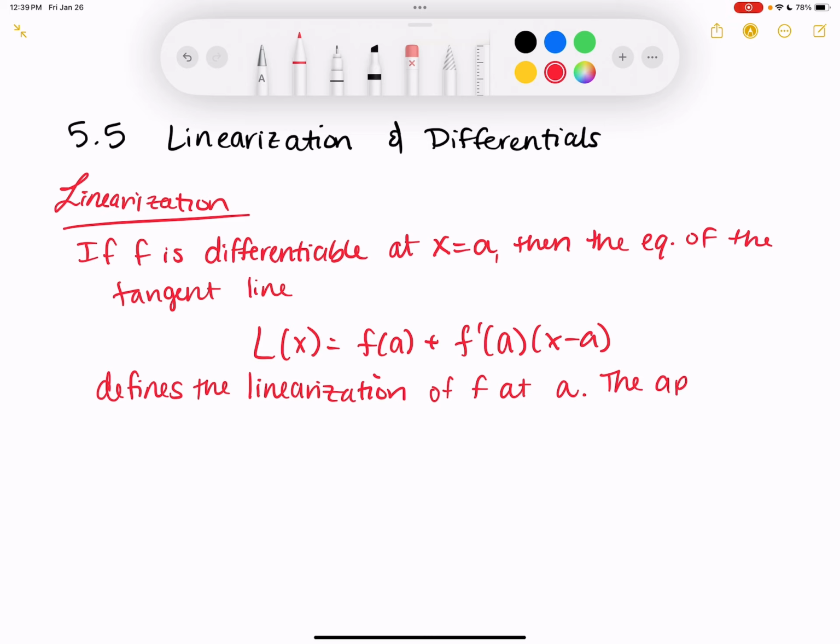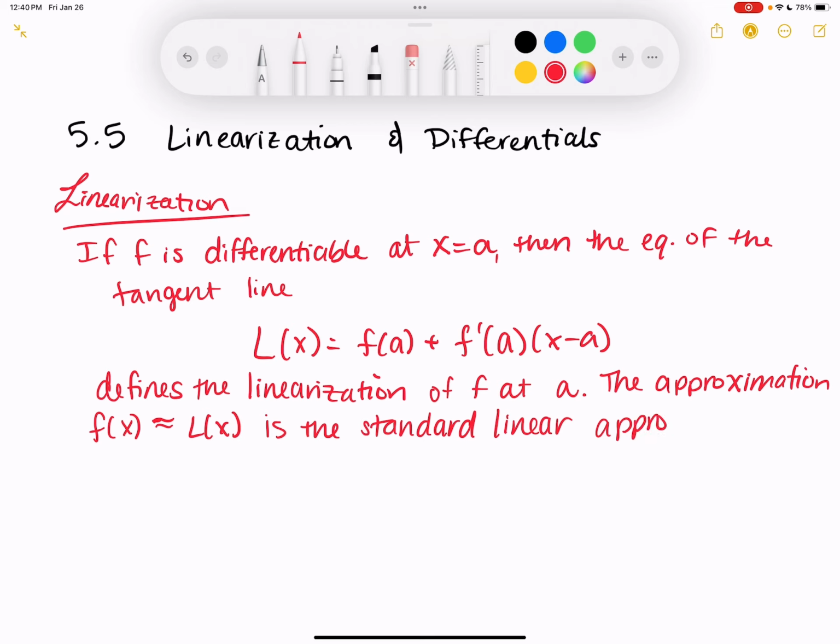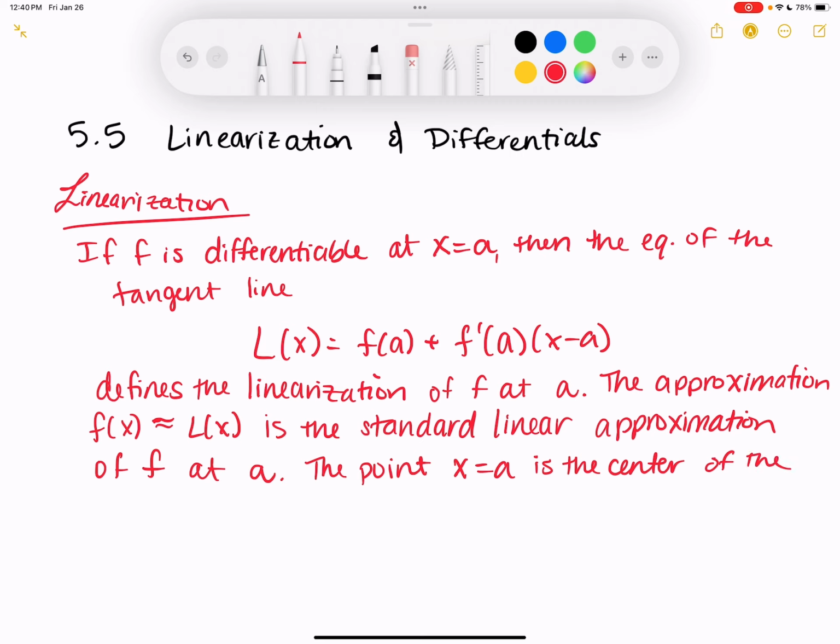The approximation f of x is approximately equal to L of x is the standard linear approximation of f at a. The point x equals a is the center of the approximation.